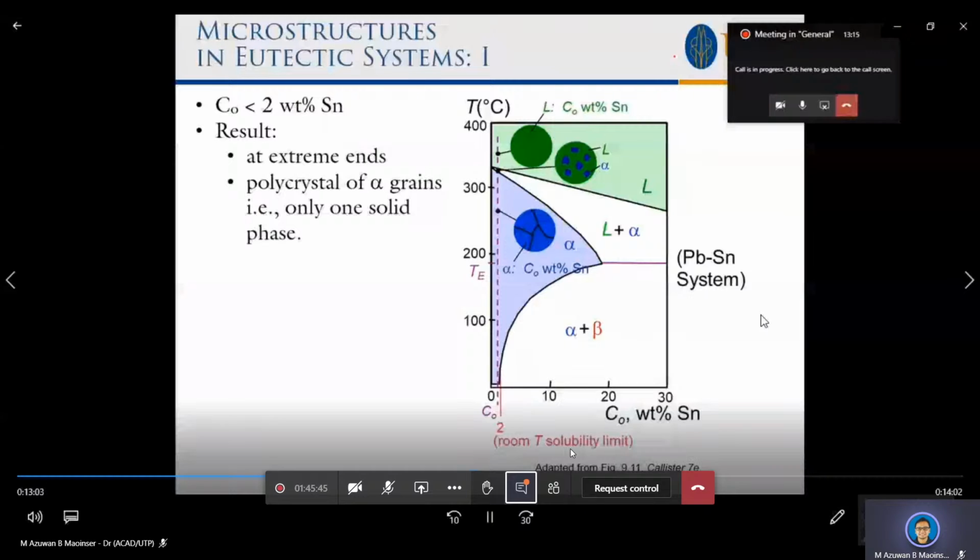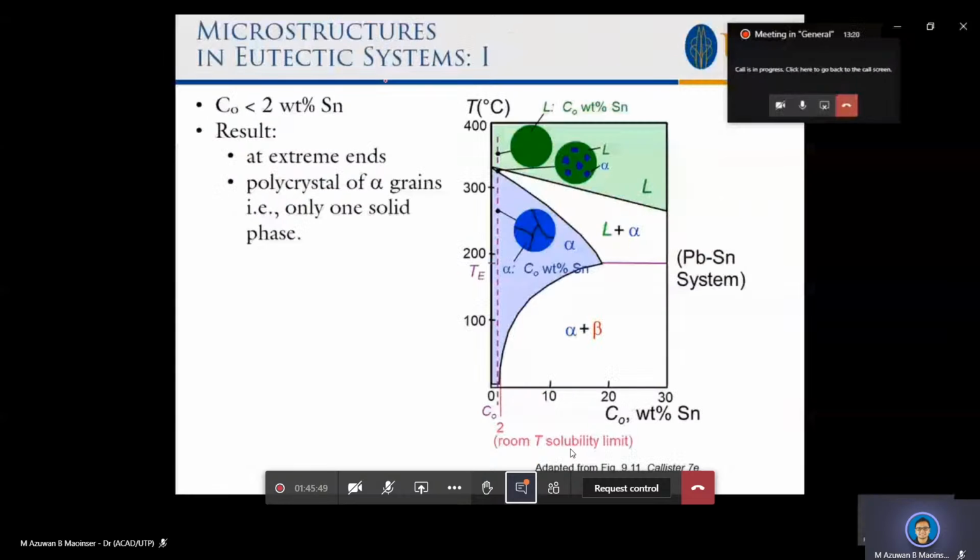Okay, now kita tengok dia punya microstructure pula. Okay, very interesting. We like to ask you about microstructure. We like to ask you to sketch the microstructure, and you always get it wrong. Alright, so listen up. So this is the first region dulu.